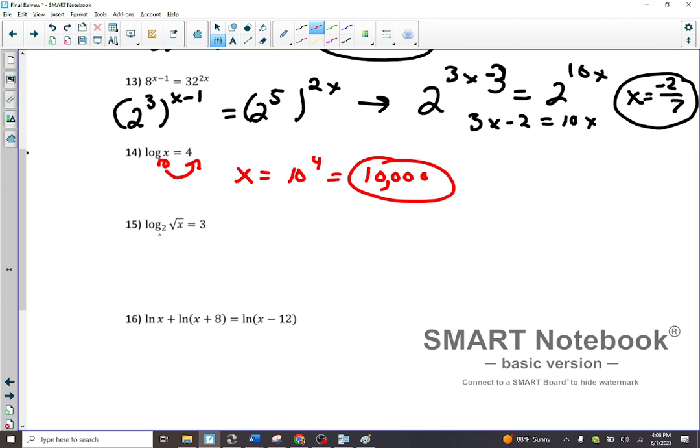I'm going to take the 2, bring it over here. So square root of x equals 2 to the third power. So that's the square root of x equals 8. Square both sides. x equals 64.